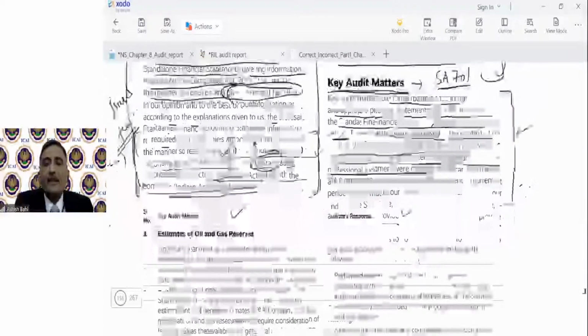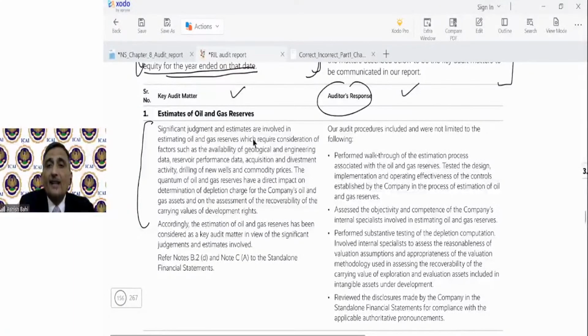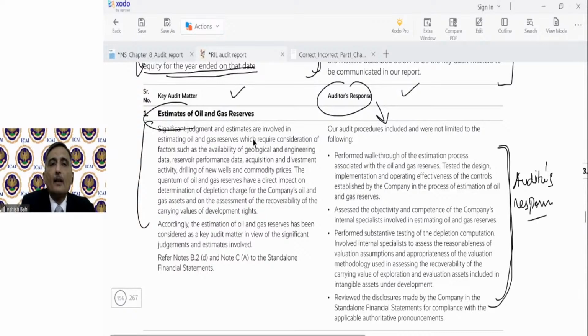Like in this case, the auditors have identified certain key audit matters. For example, in estimating oil and gas reserves, a significant amount of management judgment is involved. Then the auditors have designed their procedures in relation to this. So this is the auditor's response. Now they have identified some matter which they consider as a key audit matter, and the auditor's response also has to be stated.